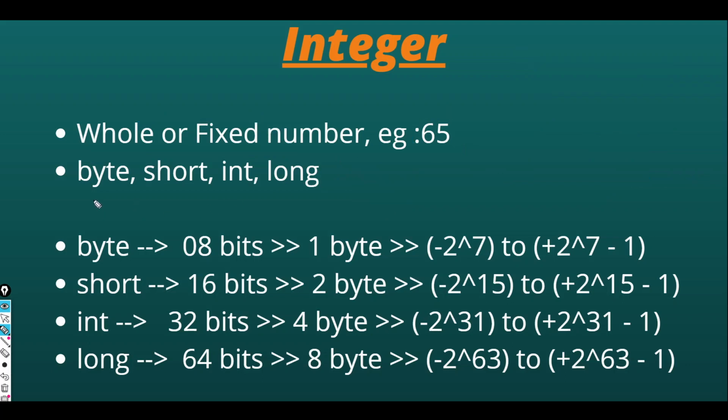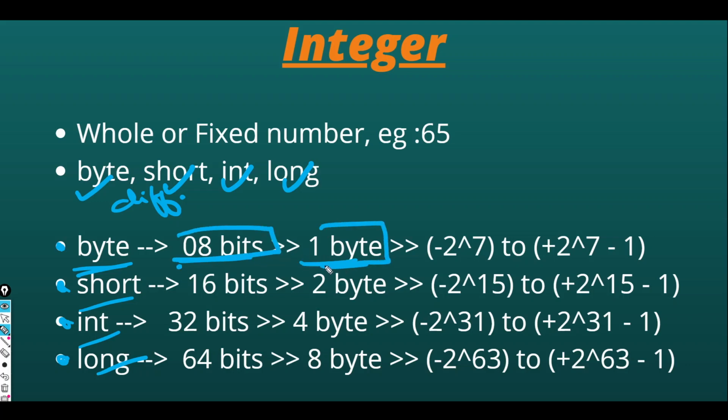The integer consists of 4 types: byte, short, int and long. Now the question is what is the difference between them. The most basic difference is their size. The size varies for all of them. The byte is the shortest one, of 8 bits, that is 1 byte. That's why the name is byte. It is just a single byte.